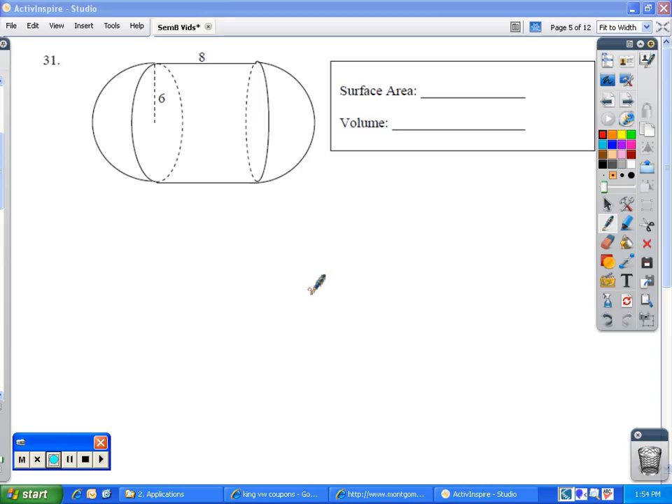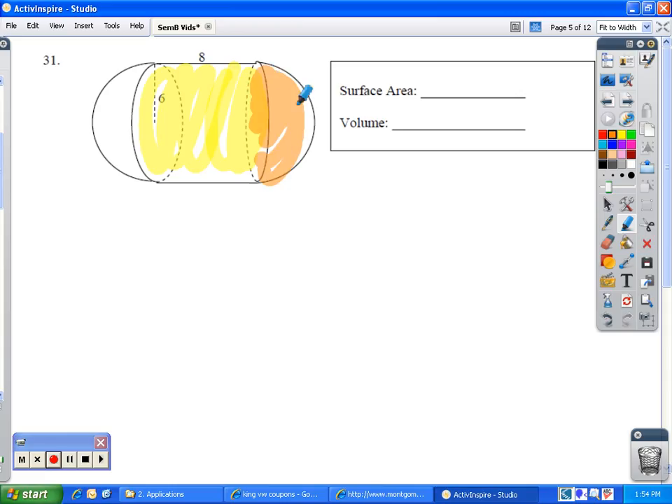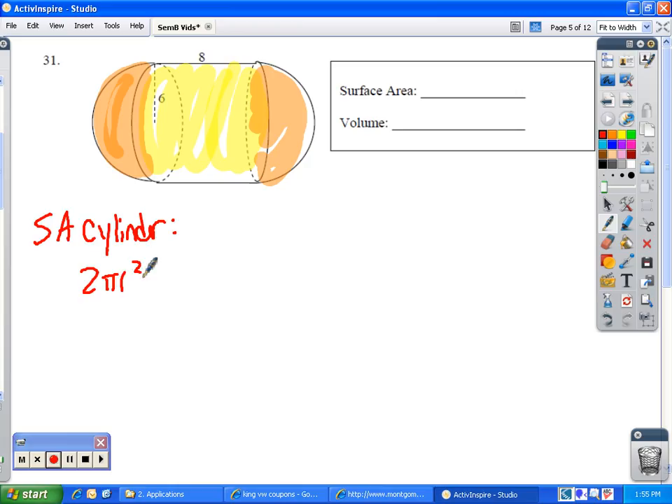All right, looking at number 31, we have another composite solid. And now when I look at it, it is actually a cylinder in the middle. And on the ends of it are two hemispheres, two kind of circular regions. And if we put those two together, we're going to get one entire sphere. So when I talk about the volume and the surface area, I'm going to count those two hemispheres together as just one sphere.